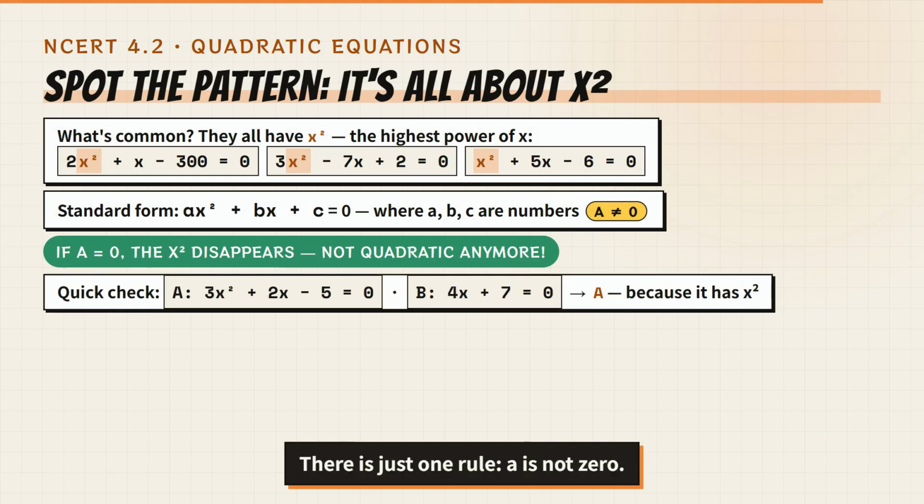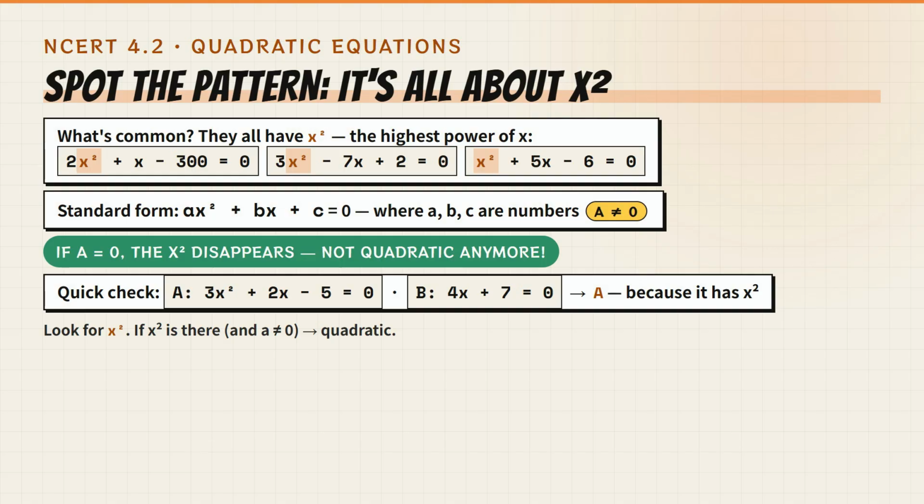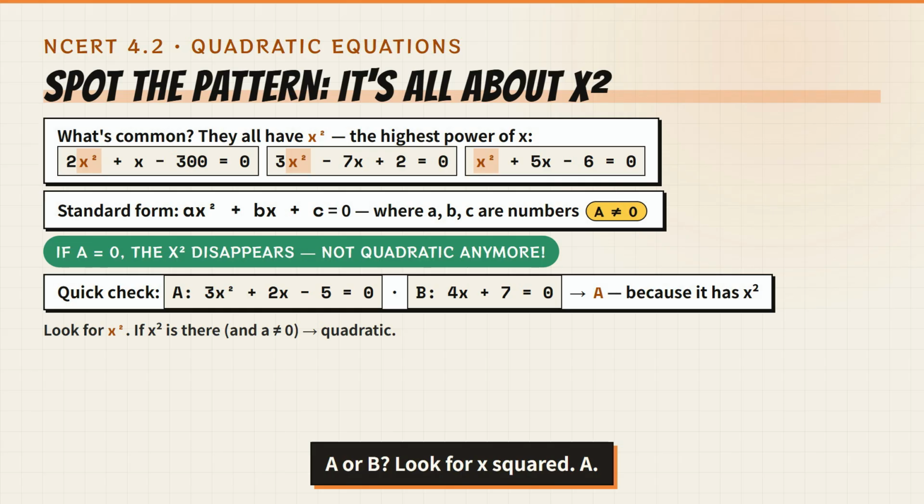There is just one rule. a is not 0. Because if a were 0, the x squared would disappear, and then it wouldn't be quadratic anymore. Quick check. Which one is quadratic, A or B? Look for x squared. A, because it contains x squared.